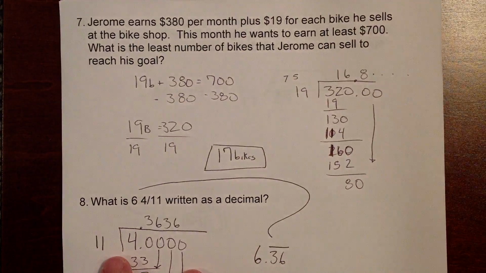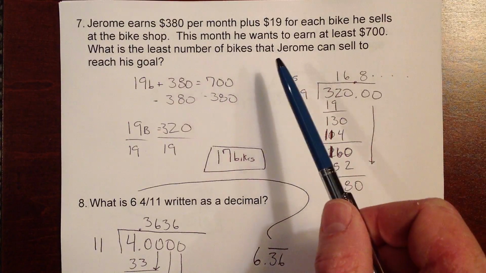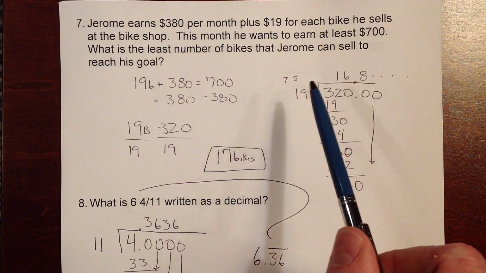Number 7. Jerome earns $380 a month plus $19 for each bike he sells at the bike shop. Well, this month he wants to make $700. What is the least number of bikes that Jerome can sell to reach his goal? If I asked you how many bikes does he need to sell, well, you could say, well, if he sells 1 million, he'll certainly make his goal. But keep in mind, I'm asking you for what is the least amount of bikes he can sell.